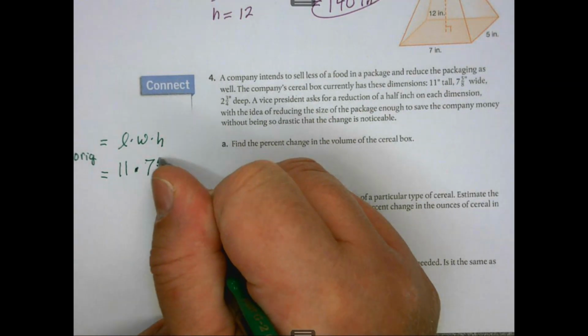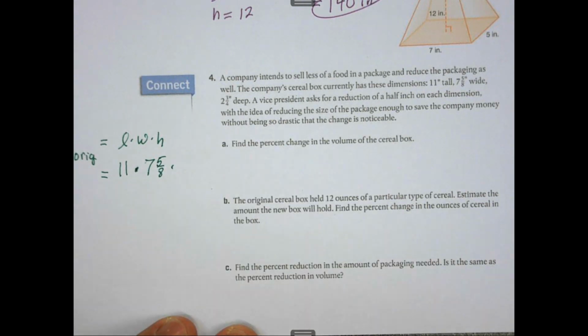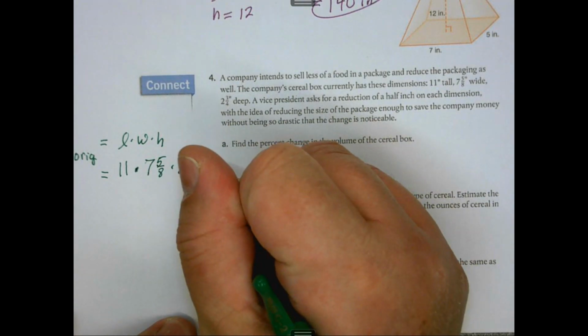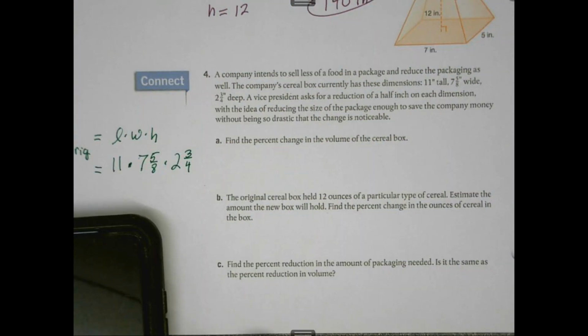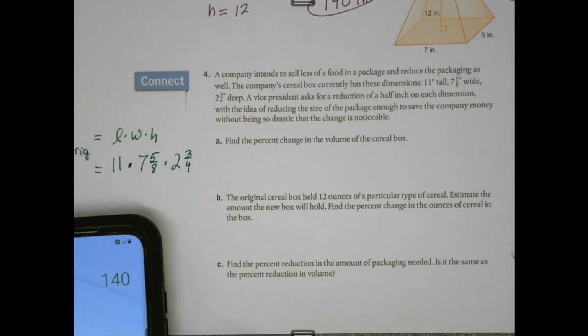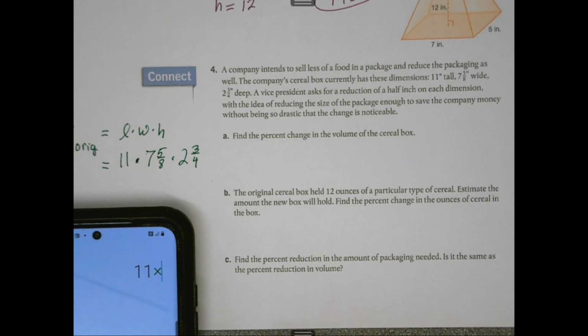So I have 11 times 7 and 5/8 times 2 3/4. I get 72.2 approximately.